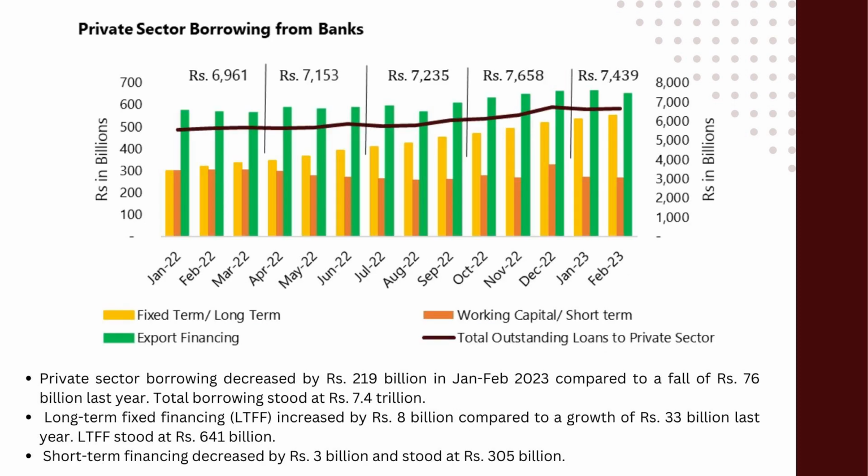Next indicator is private sector borrowing from the banks. Private sector borrowing declined by around 219 billion in the first 2 months of the third quarter of fiscal year 2023 as compared to a decline of around 76 billion last year. And the total private sector borrowing stood at around 7.4 trillion rupees. The fall in private sector borrowing can be attributed to a significant hike in the interest rates and a halt in manufacturing activities due to import restrictions.